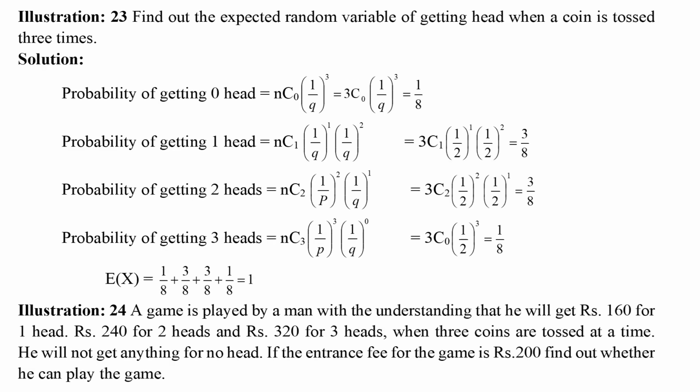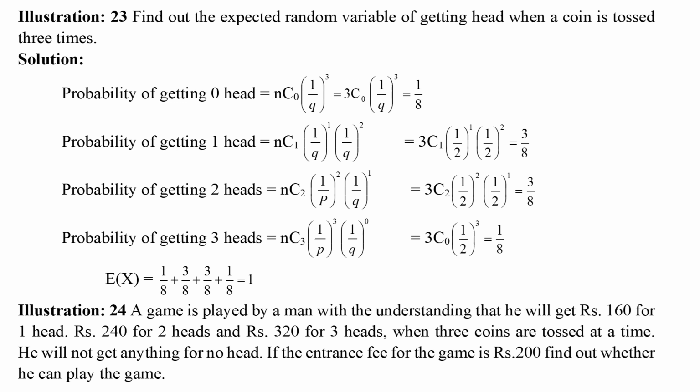Illustration 23. Find out the expected value of the random variable of getting heads when a coin is tossed 3 times. Solution. When a coin is tossed 3 times, the index or power that is raised to the base is 3, since the base for occurrence and non-occurrence of the event is the same. Here it is 1/2.